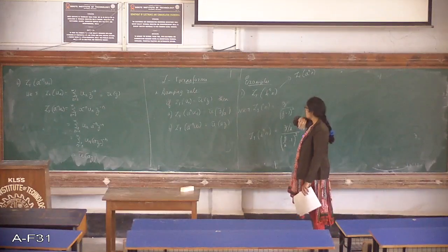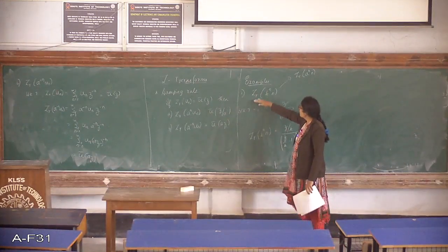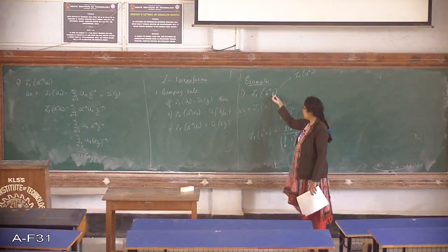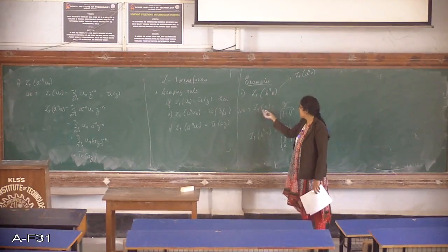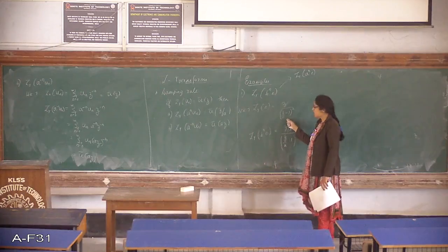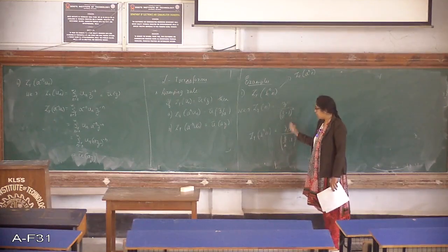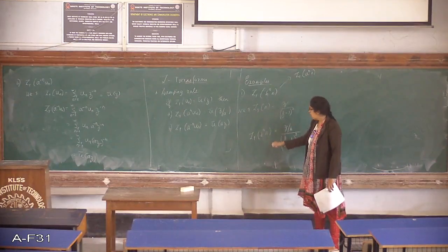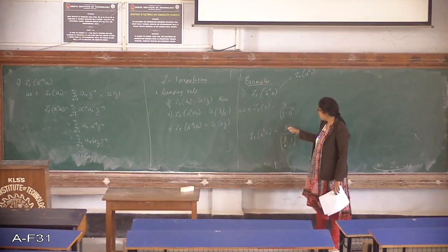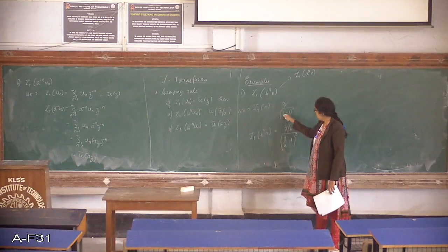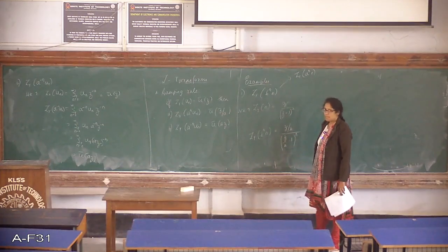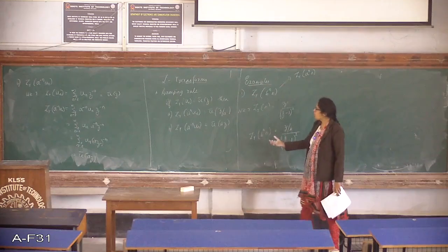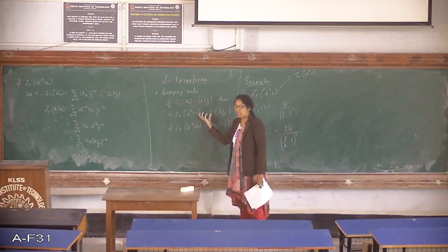If you can just see, what I did here is I went for the z transform of n, and we very well know that the z transform of n is given by z by z minus 1 the whole square. So whenever k raised to n gets associated with it, your z will be replaced as z by k. Here also this z is getting replaced by z by k. This is basically because of the damping rule which we have just studied.